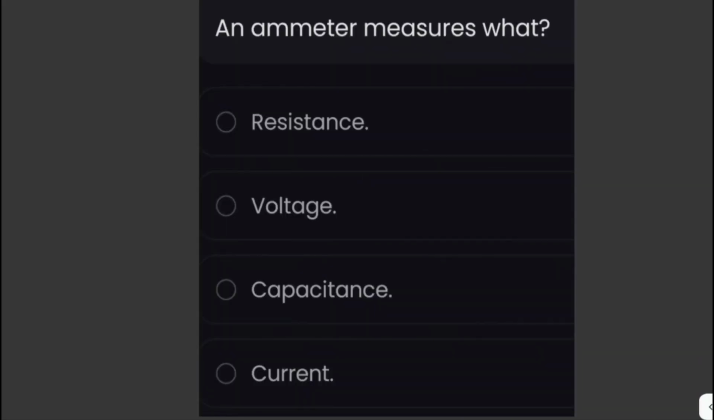An ammeter measures what? So an ammeter measures current.